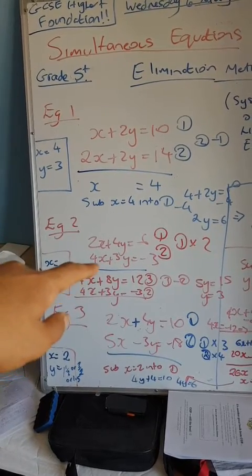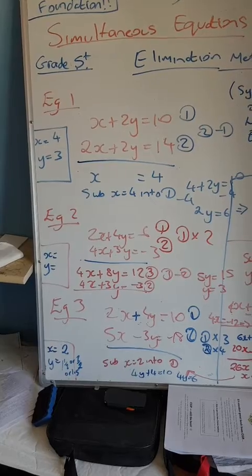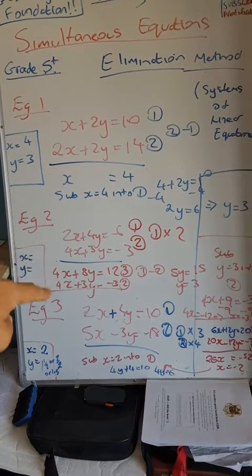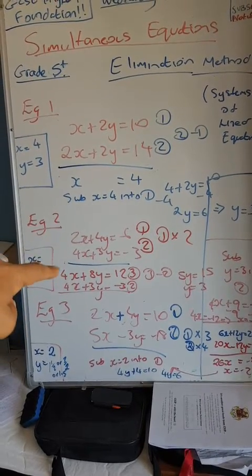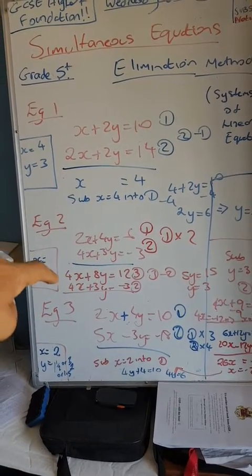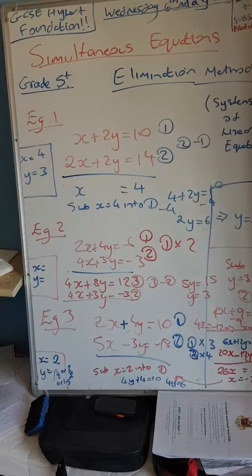So I get 4x plus 8y equals 12, and 4x plus 3y equals minus 3. I want the x's here to be the same. If it's the same sign, guys, I would subtract. So same signs here, I would subtract. If it's different signs, I would actually add my equations, but we'll come on to that on the last example.